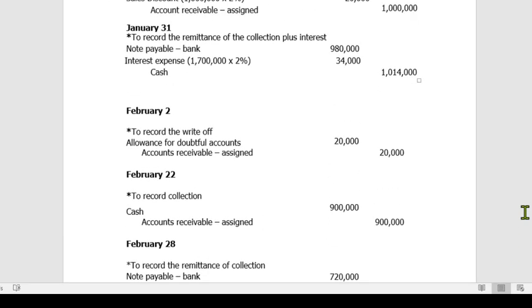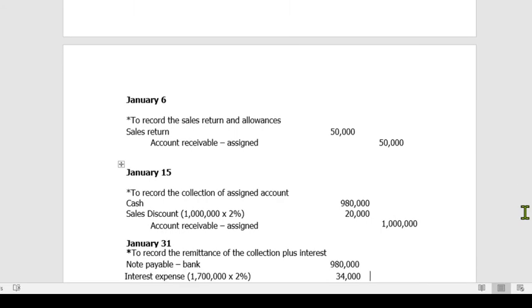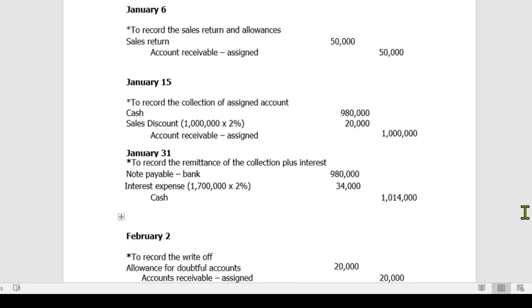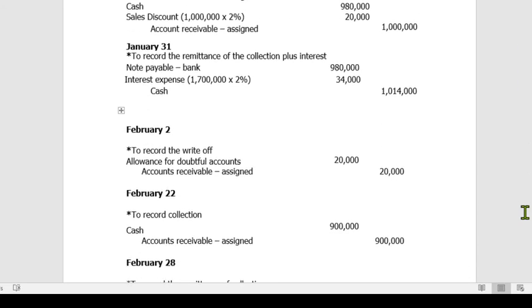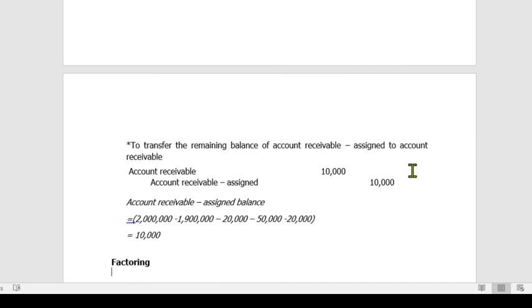Sir, ano ba yung minus mo na minus 50 minus 20? Minus 50 is because of the sales return. Minus 20 is because of the doubtful accounts.